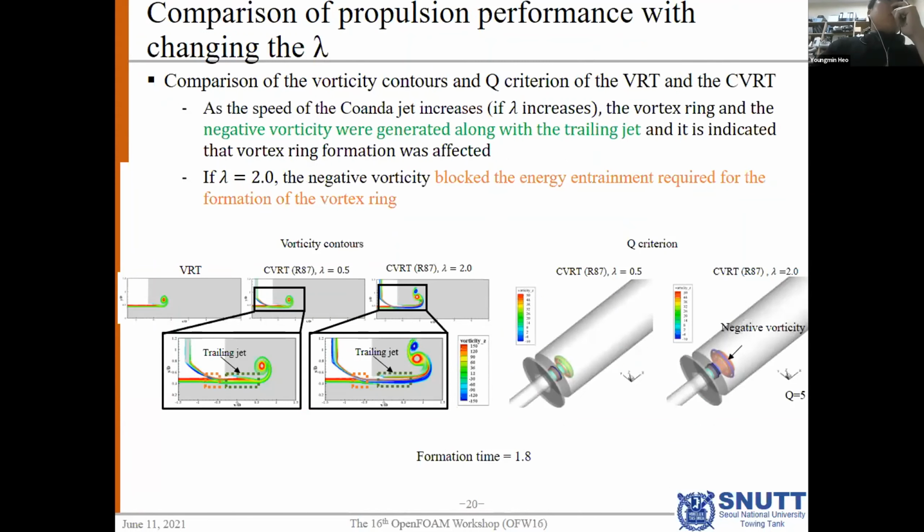As the speed of the Coanda jet increases, the vortex ring and negative vorticity are generated along with the trailing jet, and it is indicated that vortex ring formation is affected. If lambda is 2, the negative vorticity blocks the energy entrainment required for the formation of the vortex ring. This tendency is consistent with the result of vortex structure using the Q criterion.